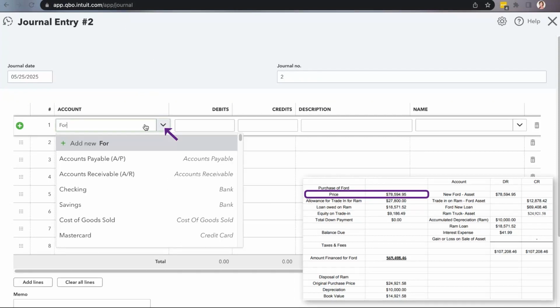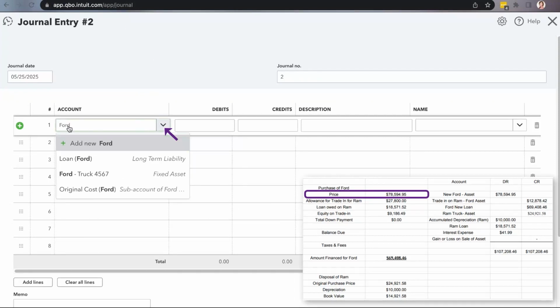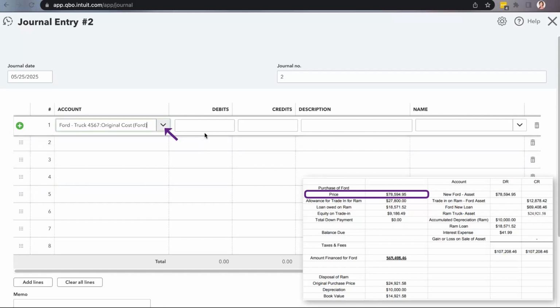If you haven't already done it, you can add here and you just go in and type in what you want to call it and click add. I'm going to go and do the original Ford as the cost, as the sub account that we created that I showed you.